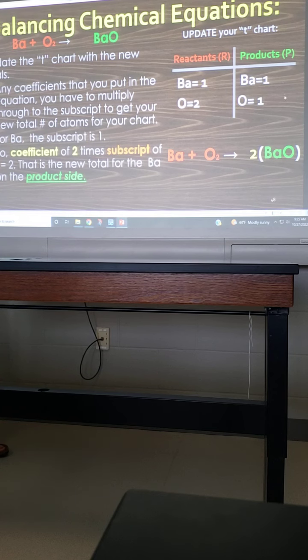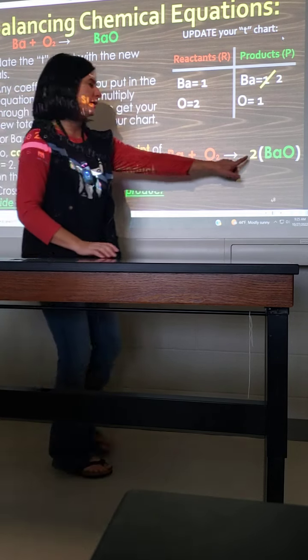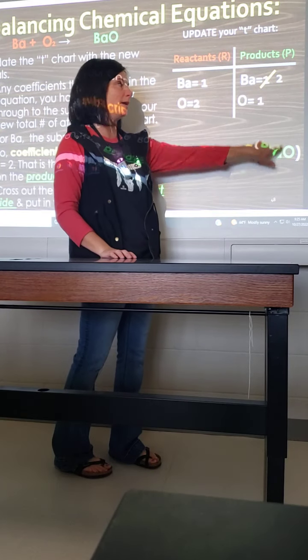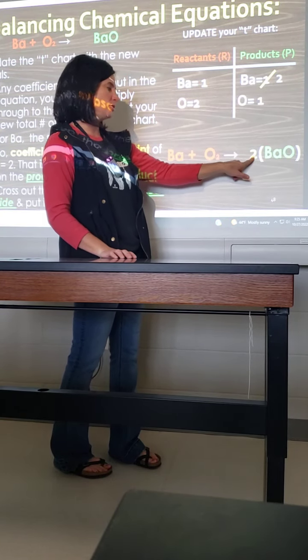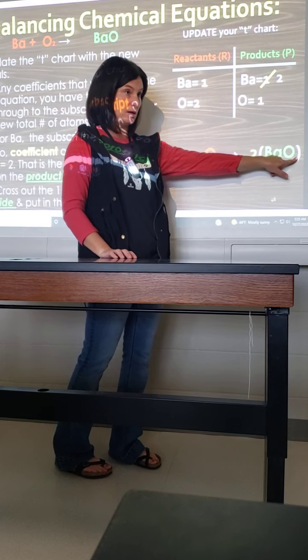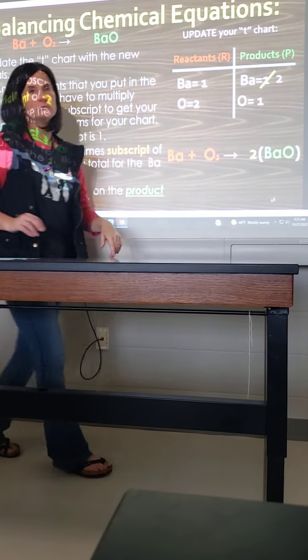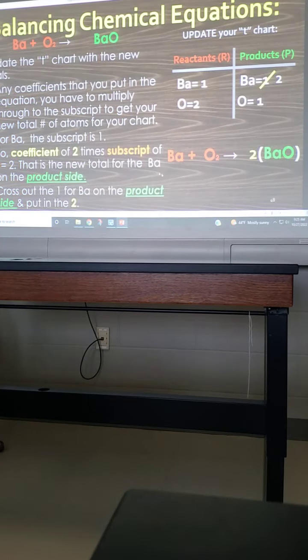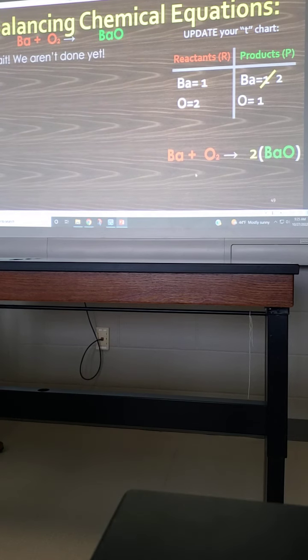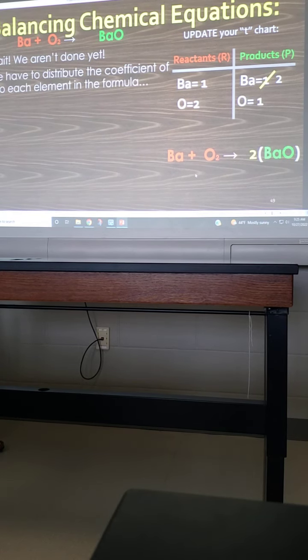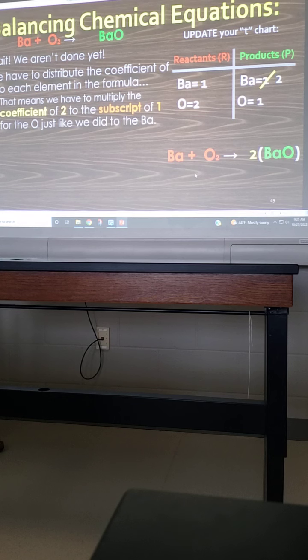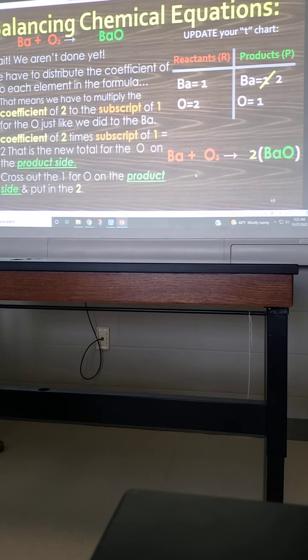So look at my updated chart. I'm going to cross off my 1, and now that becomes a 2, right? My 2 distributes to my 1, making that a 2. My 2 is also going to distribute to this oxygen and become a 2. Okay, and so that 2 gets distributed to the oxygen as well, and it crosses off and becomes 2.